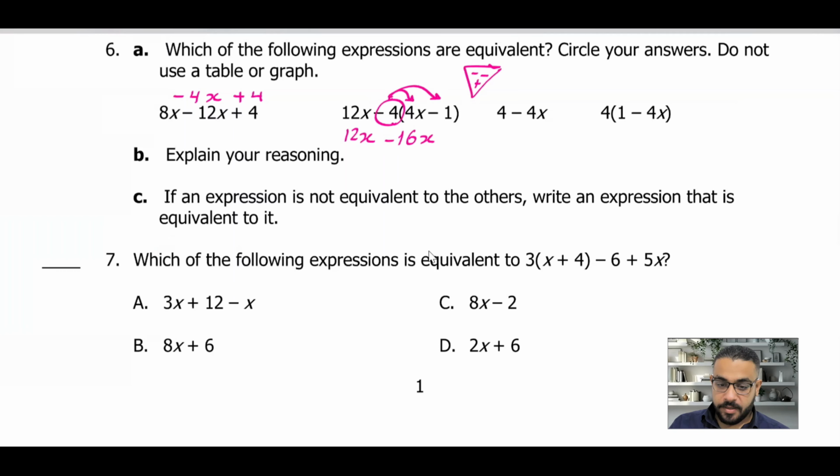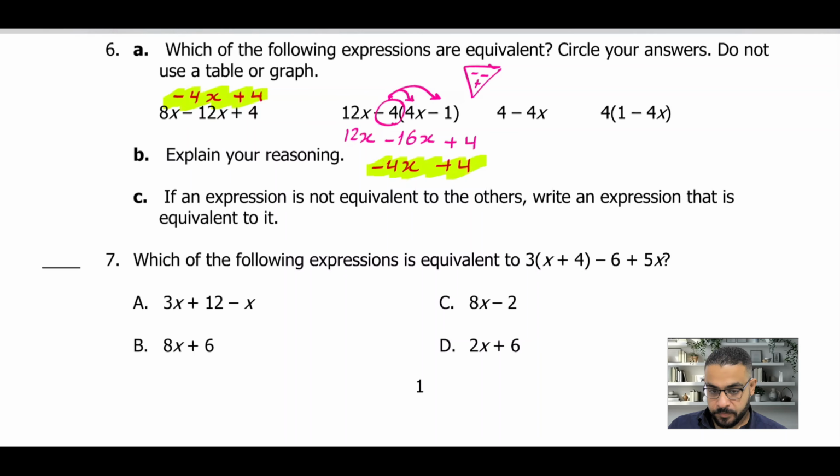So I have negative multiply negative, which is positive. 4 multiply 1 would be 4. So 12x minus 16x, 12 minus 16, yeah, it's negative 4x plus 4. I think that's equivalent to the first one, okay? But it takes different form.